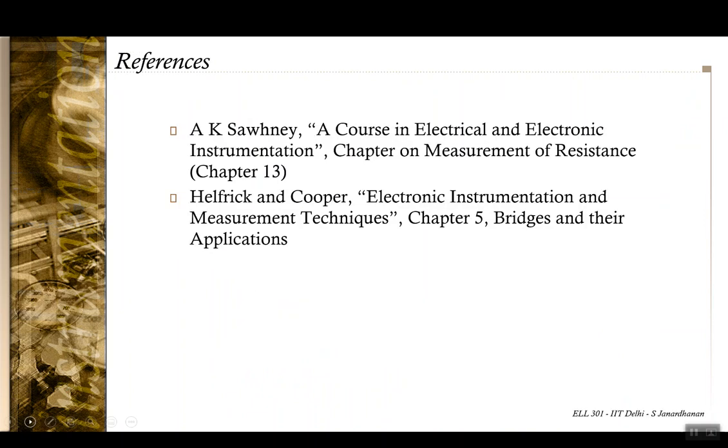Okay, so these are the two chapters that can be referred to know better about the Kelvin double bridge circuits or the Kelvin bridge circuits. Okay, and with that we come to the end of this lecture. Okay, in the next lecture we would look into the DC bridge or DC circuits that can be used for high resistance measurement in greater than hundreds of mega ohms.